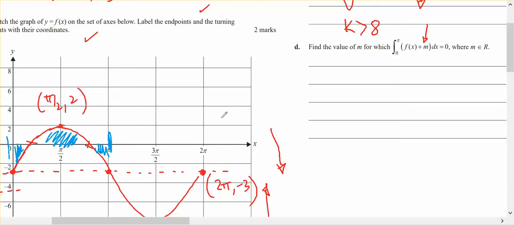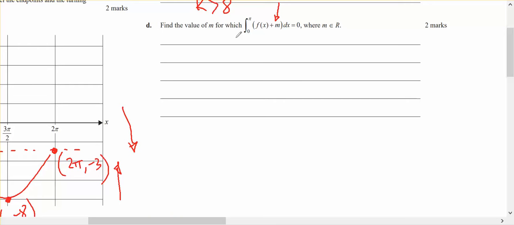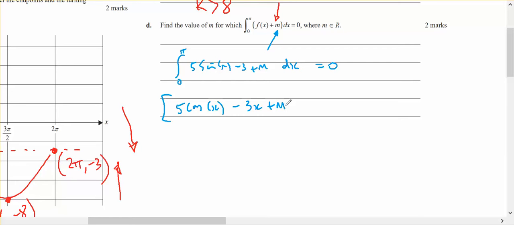Okay, so this m gives me up and down movement. So I've now got the integral from 0 to pi of 5 sine of x minus 3 plus m dx, and that has to equal 0. So I've got negative 5 cos of x minus 3x plus mx from 0 to pi equaling 0.